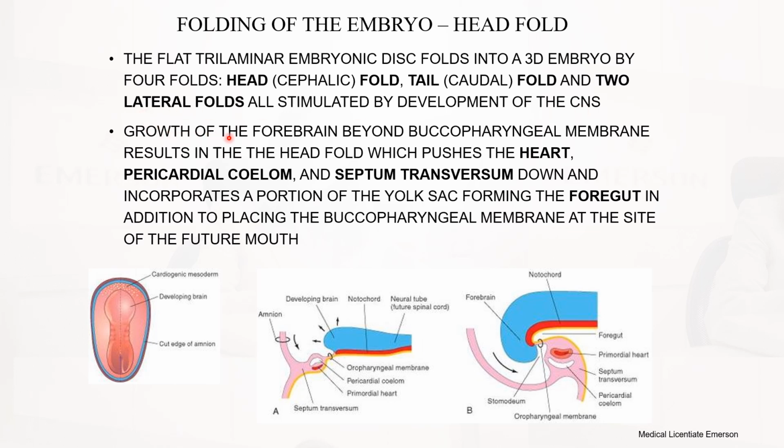Then the growth of the forebrain beyond the buccopharyngeal membrane results in the head fold, which pushes the heart, the pericardial column, and the septum transversum down and incorporates a portion of the yolk sac, forming the foregut, in addition to placing the buccopharyngeal membrane at the future site of the mouth. So that will be our embryonic folding. That's how it starts to fold.